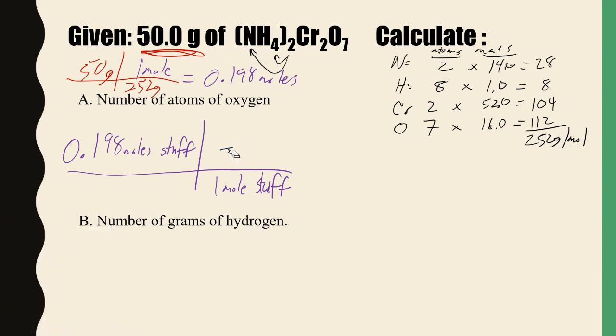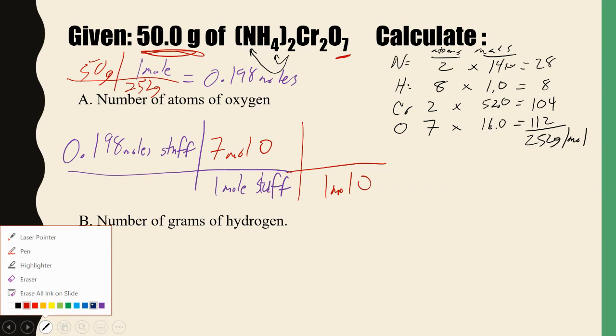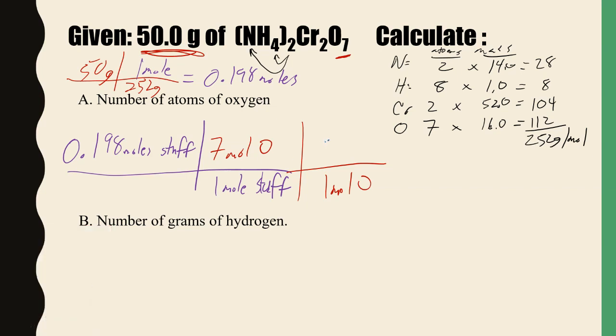I should make that red anyway, so there we go. So there's 7 moles of oxygen for every mole of this stuff. And we're looking for atoms, so we need to go one more time, and then for every 1 mole of oxygen, there's 6.02 times 10 to the 23rd atoms. And that gives us, for oxygen, 8.36 times 10 to the 23rd atoms of oxygen.